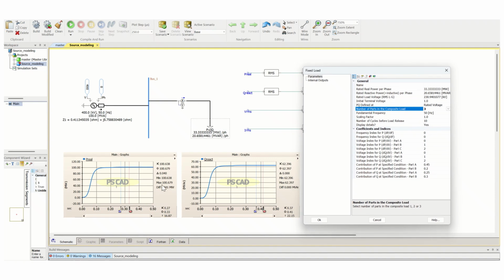So now this is 100.679 megawatt is the real power and 62.397 is the reactive power. Now we are considering three types of loads, meaning combined loads. We have already seen how to model this combined load.